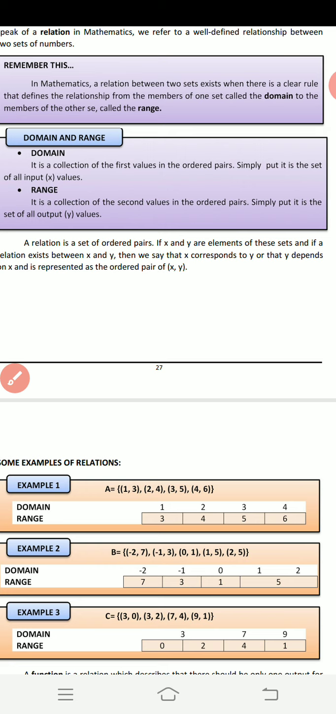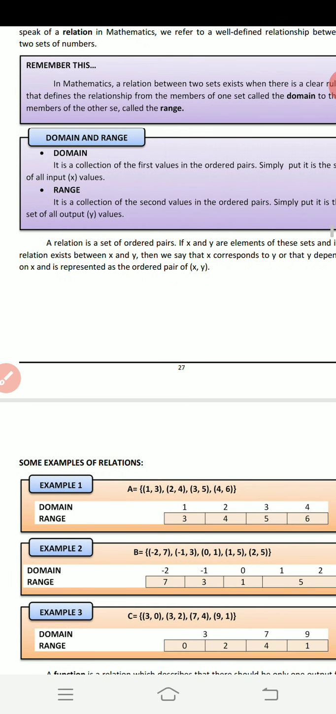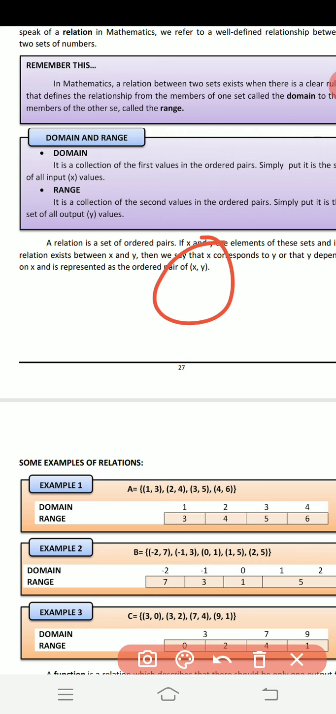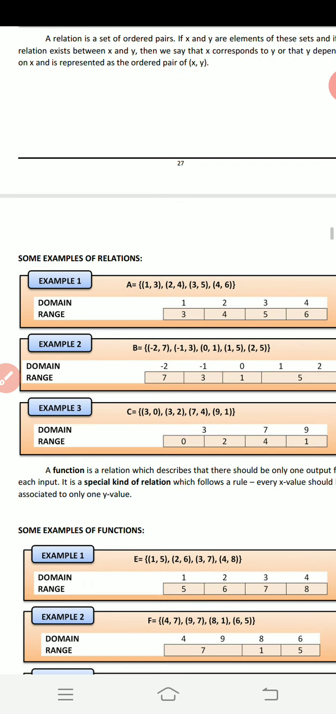Okay, proceed. If x and y are elements of these sets and if a relationship or relation exists between x and y, then we say that x corresponds to y, or that y depends on x, and is represented by the ordered pair (x, y). We don't read that as "x and y" in one breath; the comma separates x and y. So let's consider these following examples of relation. So we have example number 1.